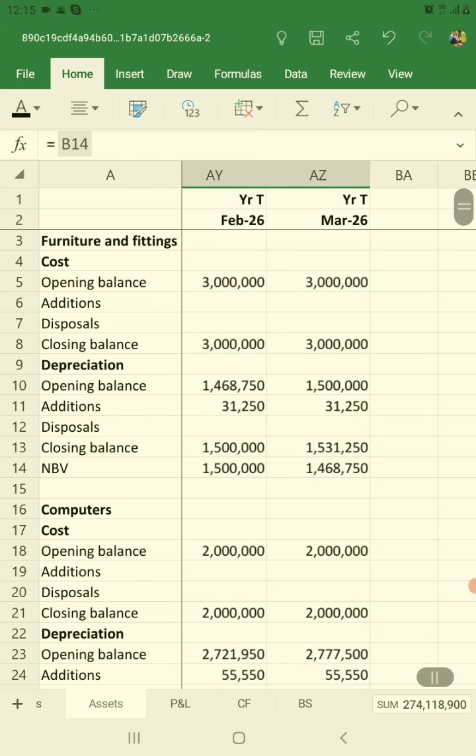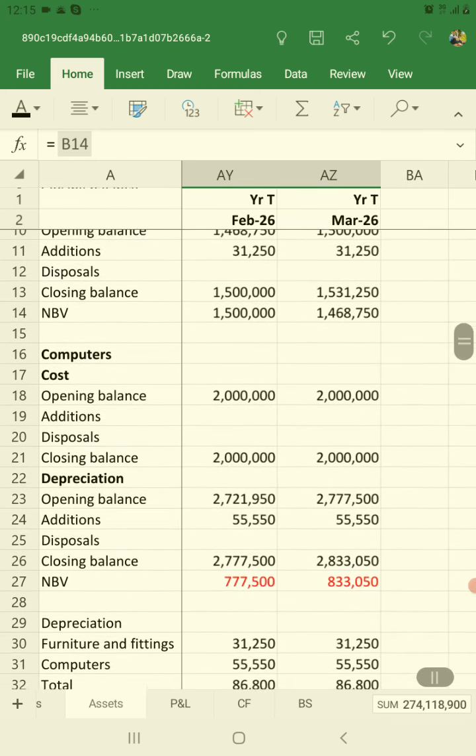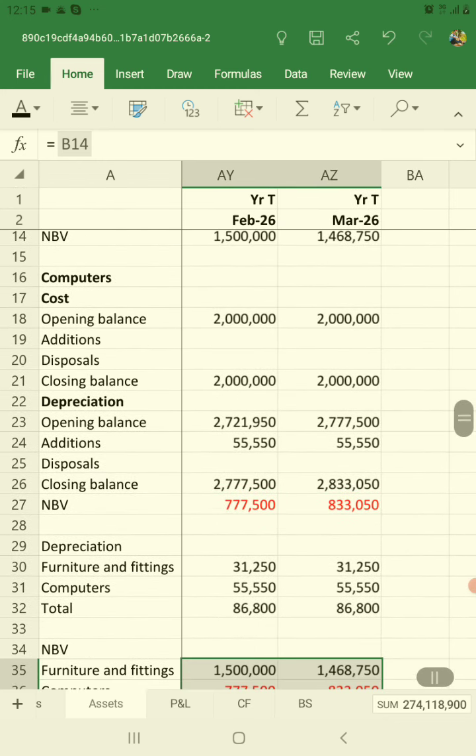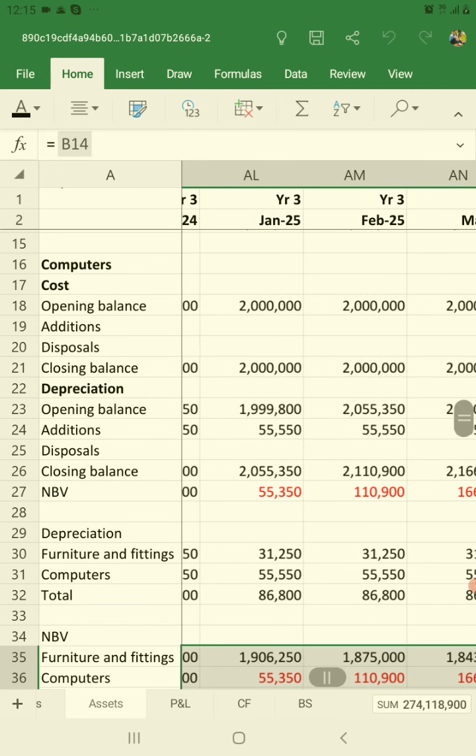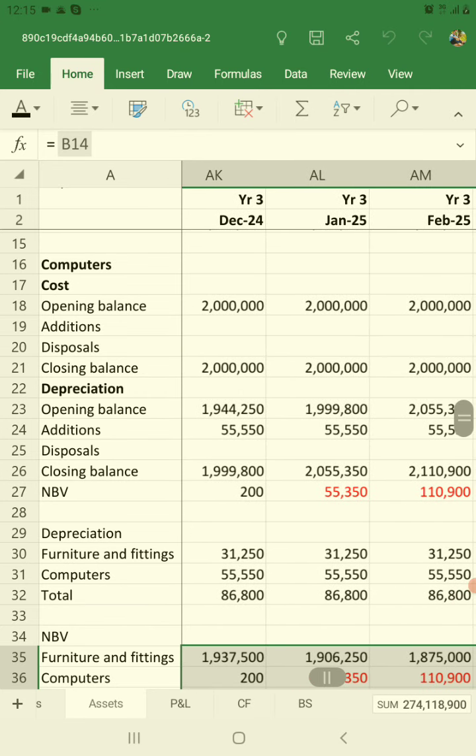But for computers, because the rate is 33.3%, which is big, we have net book value which is negative. You can see the negative net book value started in January year 3. Okay, there is where the computer is fully depreciated.